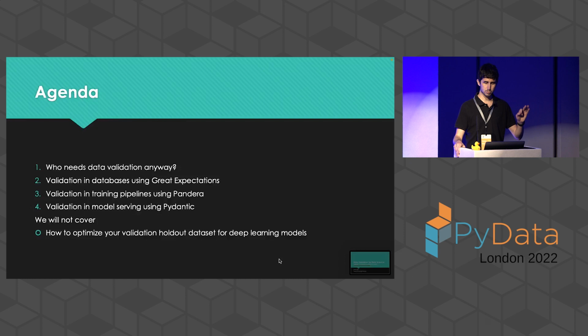So the 3 notebooks and 3 tools we're going to look at is, first we're going to do validation in databases using Great Expectations, then validation in training pipelines using Pandera, and finally validation in model serving using Pydantic. We might not have enough time for the last one, but all of the notebooks that I'm going to show here and play with are available online in my repository, so you can just clone it, and all of the notebooks are self-explanatory. You can run through them yourselves. I'm just here as a bonus.